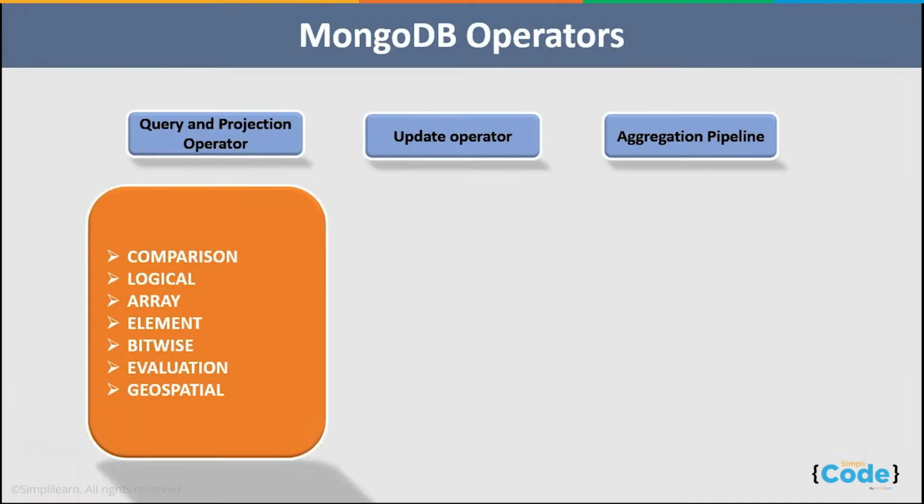Let us now get into detail on how they are further classified into various types. The query and projection operator is further classified into various other types such as comparison operator, logical operator, array operator, element operator, bitwise operator, evaluation operator, and finally the geospatial operator. Now, it is time consuming to get into all of this and explain each and every operator, guys. So let us just focus on the main operators that are frequently used in MongoDB.